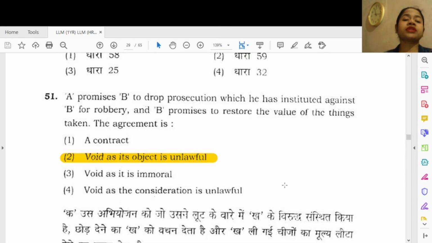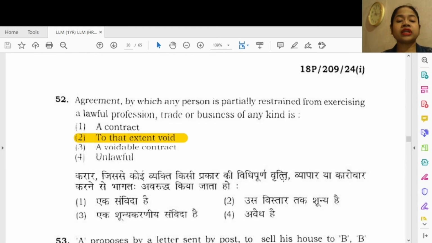51. A promises to B to drop prosecution which he has instituted against B for robbery, and B promises to restore the value of the things taken. In this case, the agreement is option number 2, void, as its object is unlawful. Question number 52. Agreement by which any person is partially restrained from exercising a lawful profession, trade or business of any kind is, option number 2, to that extent void.